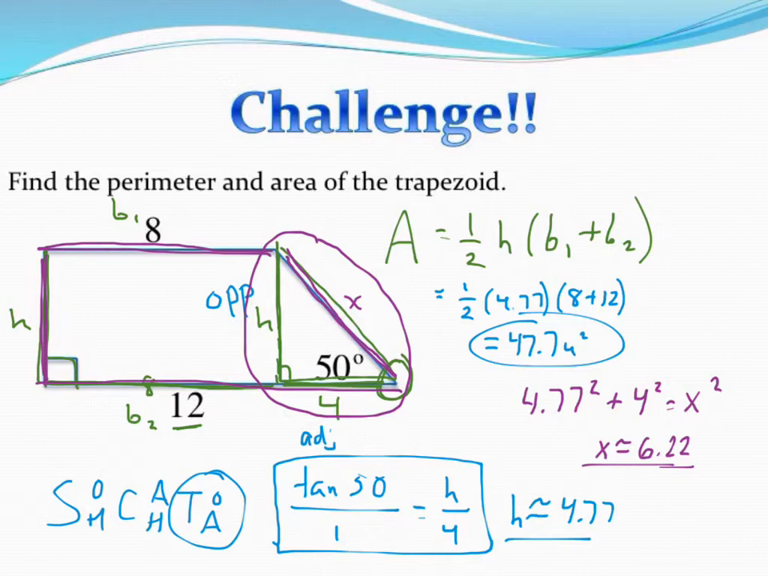And so finally, to get my perimeter, let's add up all 4 sides. The side we just found was 6.22. The height, which is the opposite side on the left of the figure, was about 4.77, and then the 2 bases were 8 and 12. Adding all those values together gets me a perimeter of about 30.99 units. Again, you may be slightly off depending on where you rounded, but as long as you're within that ballpark, I'd say you did a fantastic job.